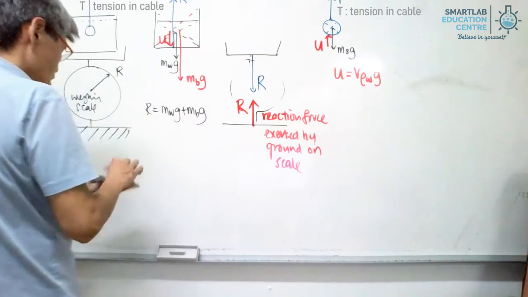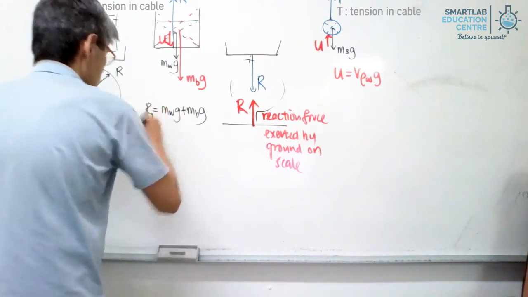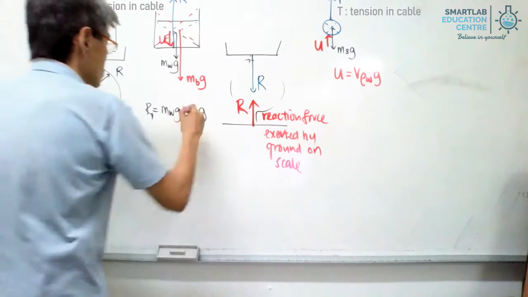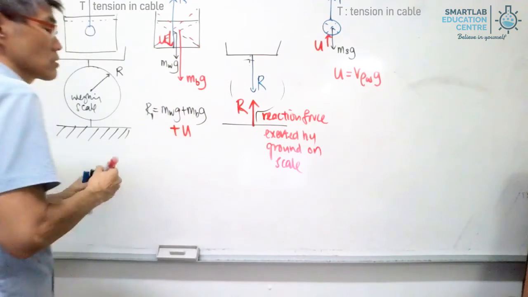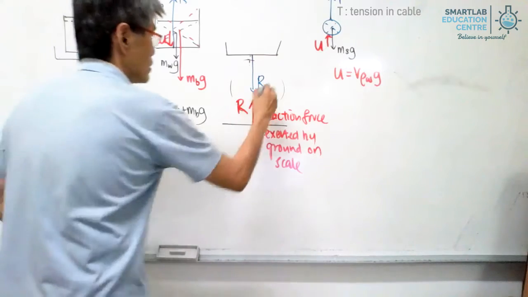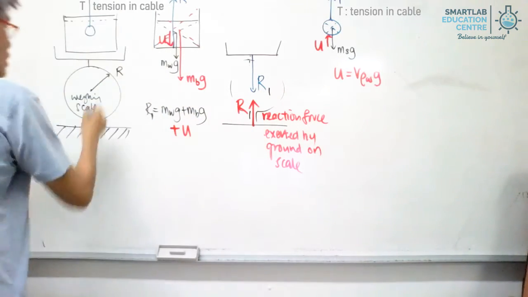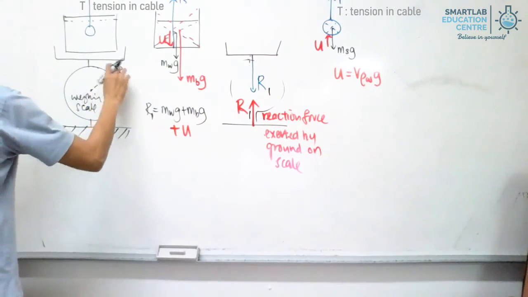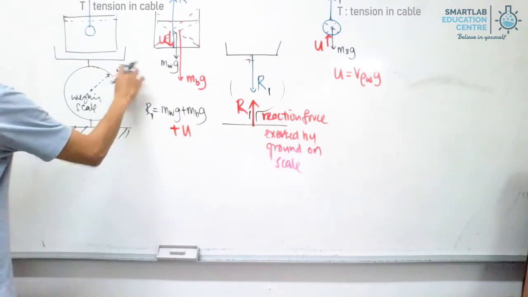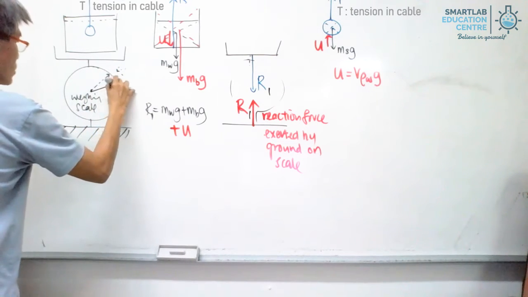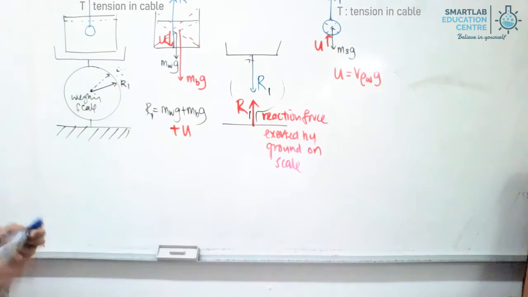In this case, the value of R will now change. We put it as R1. You can see that you need to add the upthrust. And clearly, this will be R1, this will be R1. We now know that your previous reading R will now increase to R1.